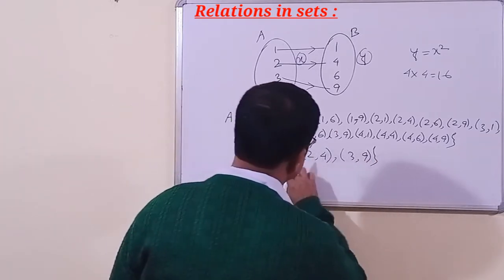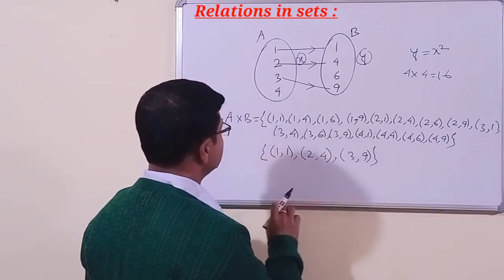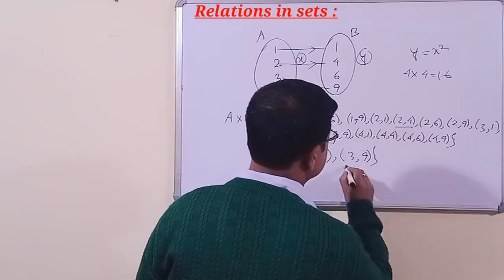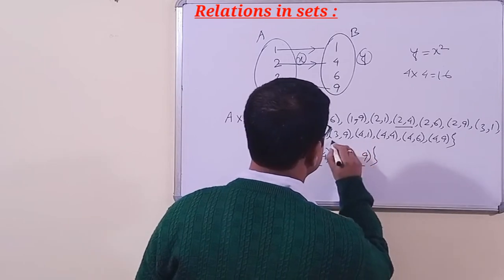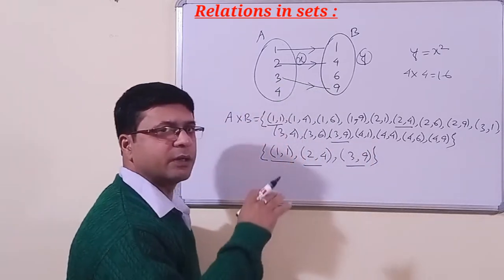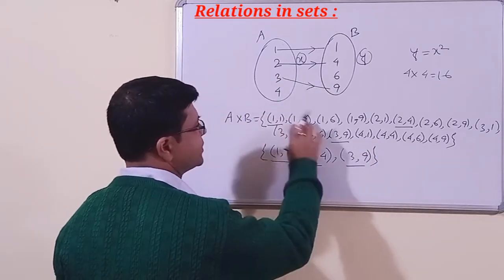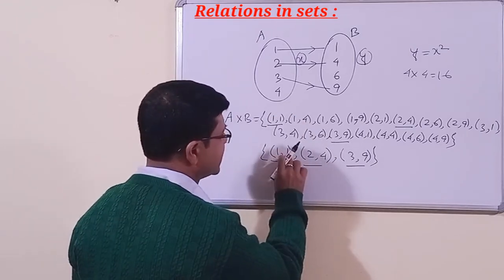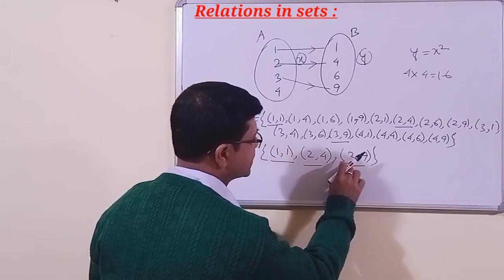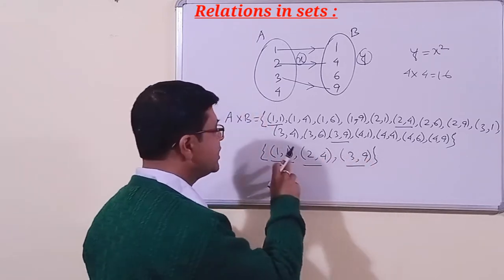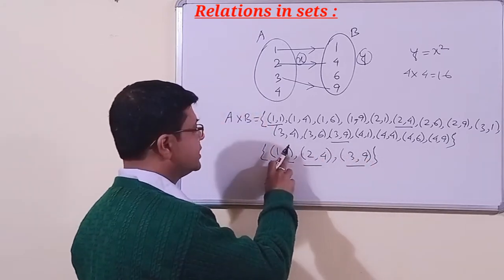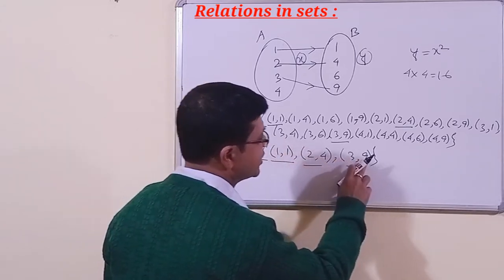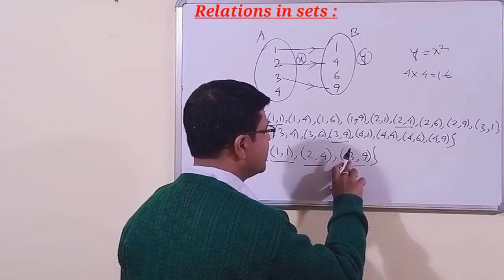I test whether these elements are present or not in A cross B. 1 1, it is present. 2 4, 2 4. 3 9, 3 9 is there. So what is our observation again? This is a subset of this, and there is a relation between the first component and second component. How are they related? The second component is the square of the first component.